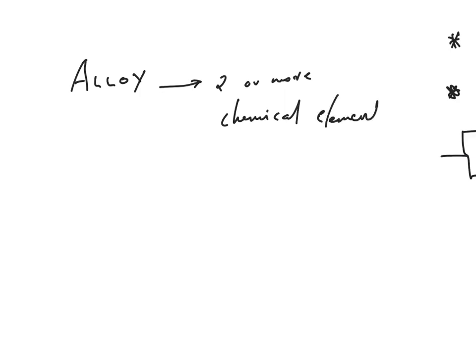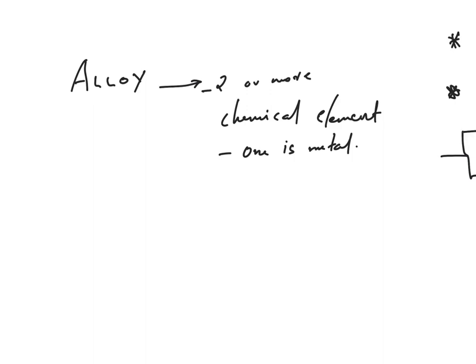You can pause the video for a while and then come back to me with the definition. So, an alloy is basically a compound of two or more chemical elements, in which at least one is a metal. So this is a very basic definition of an alloy.